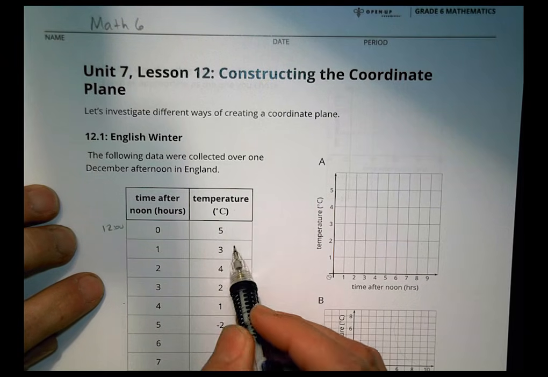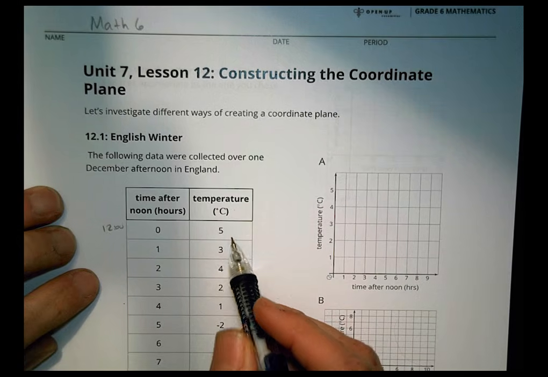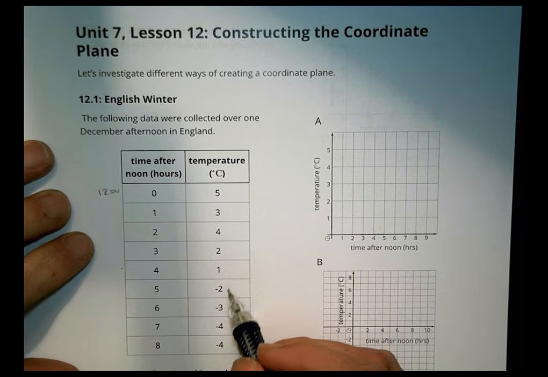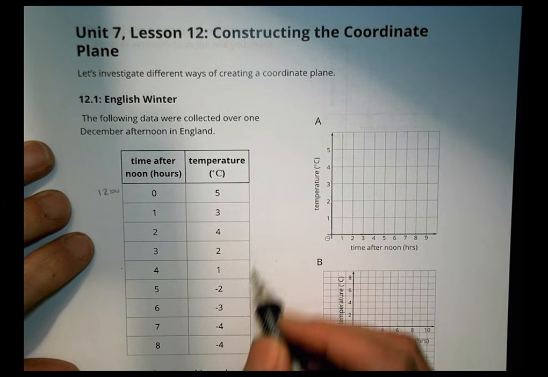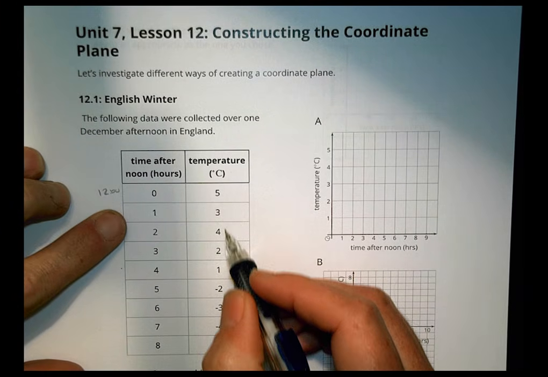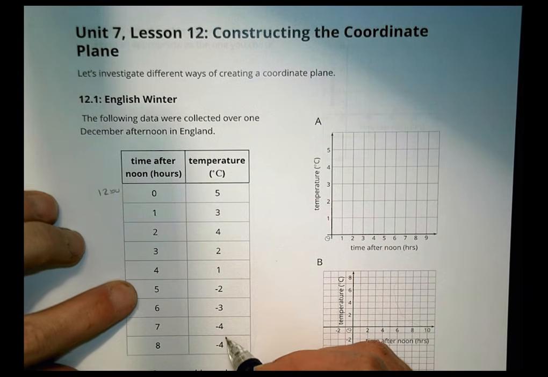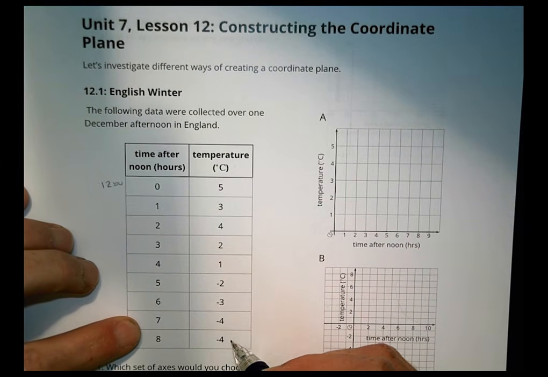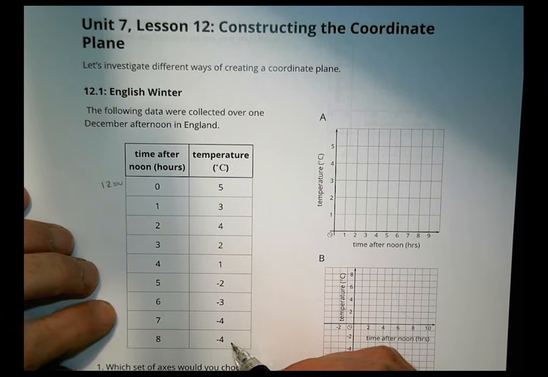At those times, they recorded the temperature in degrees Celsius. You have 5, 3, 4, 2, 1, -2, -3, -4. So you can see that it's a temperature, and as the day goes on, as it goes further away from the noon time, the temperature seems to decrease until it gets to a relative low of -4 degrees Celsius.